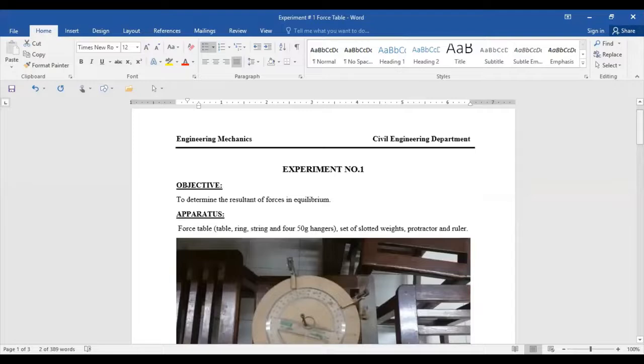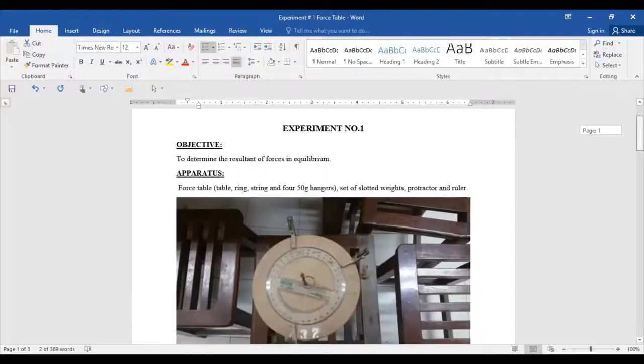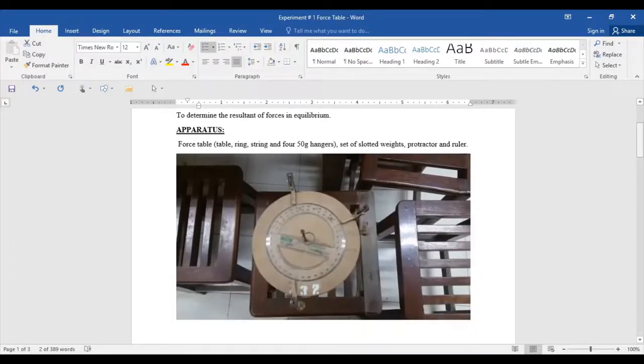Students, what you have to do in practical number 1, or you can say experiment number 1 of engineering mechanics in the civil engineering department. The objective of this experiment is to determine the resultant of forces in equilibrium. You remember how we can find the resultant force of two or more forces by using the parallelogram method. So what you have to do now is find the resultant forces by applying the equilibrium condition using the vector force apparatus, or force table apparatus, also known as the vector table apparatus.